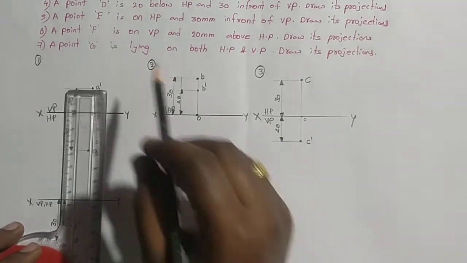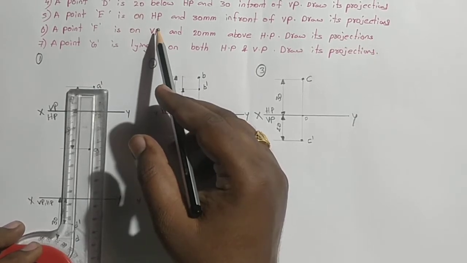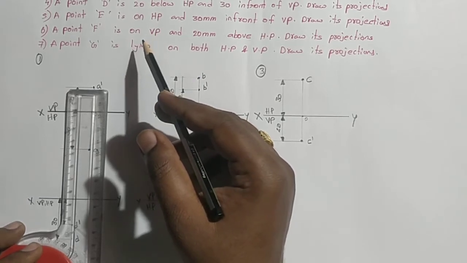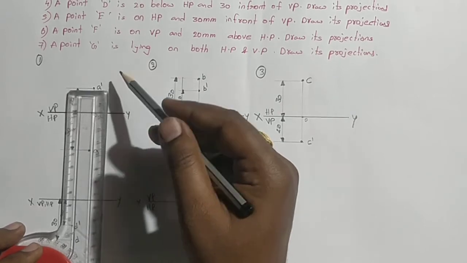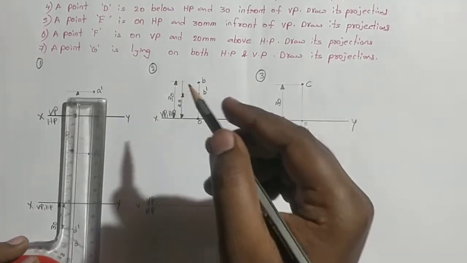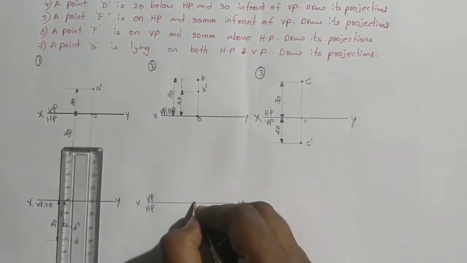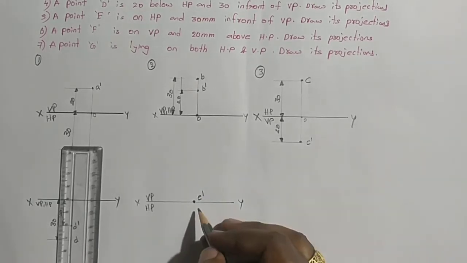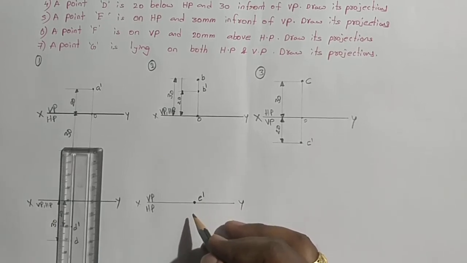Here the condition is given that the point is on HP. There is no data regarding above or below. On HP, it is the front view. When we view the object from the front side, the front view is located on XY. It is E dash, because there is no data about above or below. It is on HP, so the projected front view is located on XY.